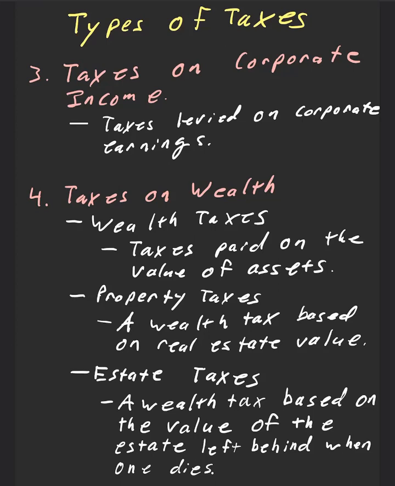Our fourth type is taxes on wealth. So this comes through wealth taxes, which is just any type of tax paid on the value of an asset. A good example of this is a property tax. So this is a wealth tax based on real estate value. Another type is estate taxes. This is a wealth tax based on the value of an estate left behind when one dies.